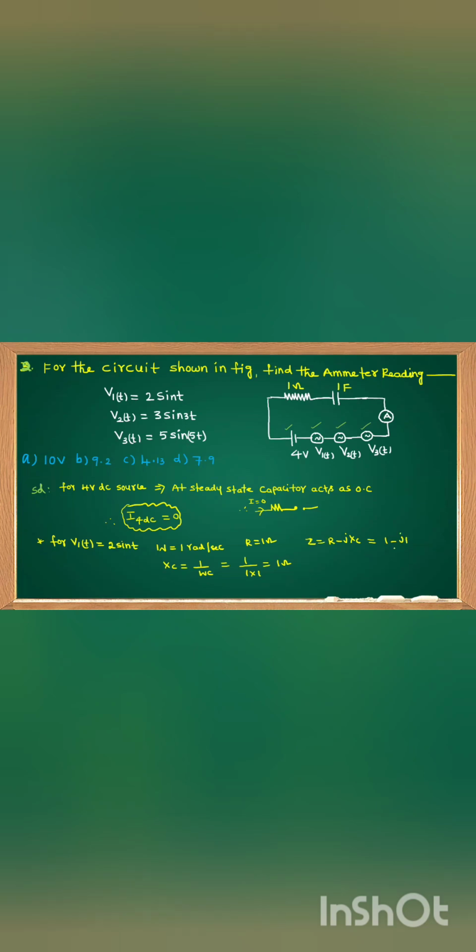Then corresponding to the V1 source, I am calculating I1. I am calculating the RMS current. This is I1 RMS. To calculate the RMS value, substitute 2 by root 2. Why? Because it is a peak value, I have to get the RMS value by dividing by root 2. Over square root of 1 square plus 1 square, that is root 2. Root 2 into root 2, 2 by 2, is 1 ampere. That is, for the V1 source, I1 equals 1 ampere.